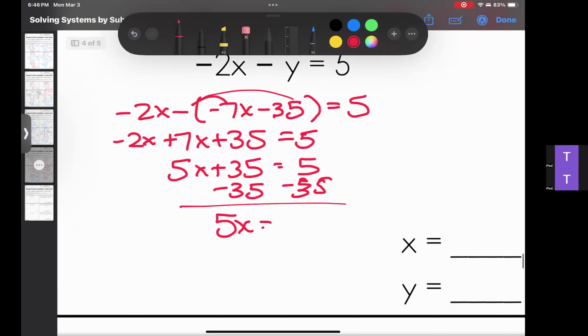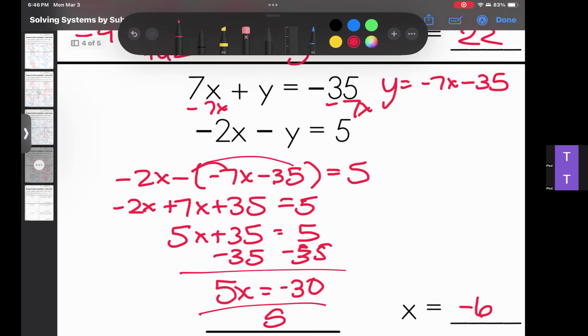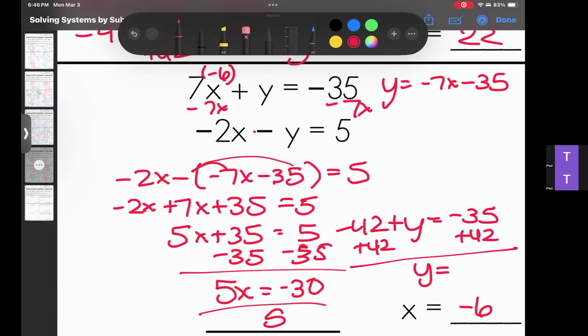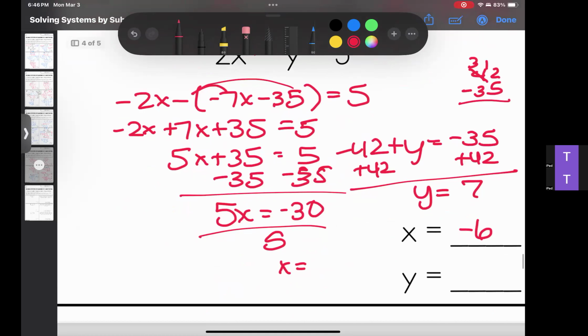5x is equal to negative 30. X is equal to negative 6. And then we just use this one, so that'd be negative 42 plus y equals negative 35. Y is equal to 7. And positive 7 at that.